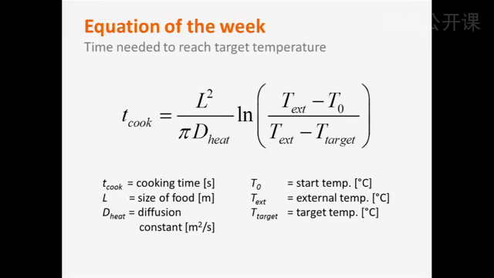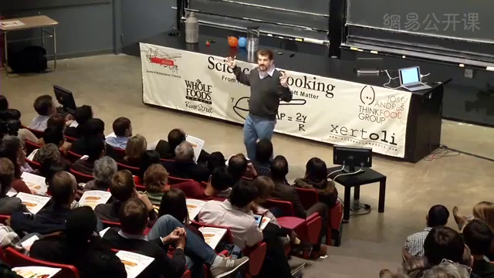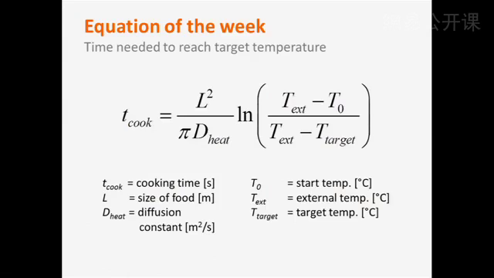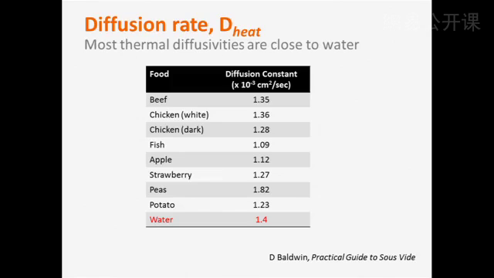It depends on what temperature we want to cook the turkey to. It depends on the temperature that you start with and the temperature that the oven is heated up to, and also on this diffusion coefficient. This diffusion coefficient is how heat diffuses through food. And so we can look that up, and here's a list of measured diffusion constants.